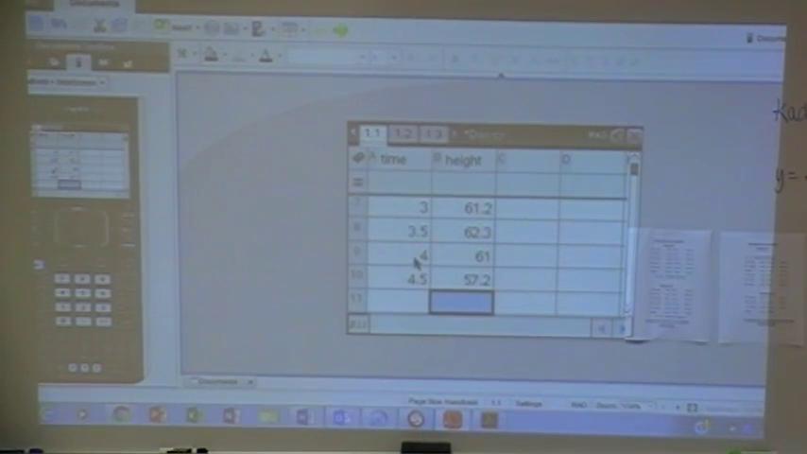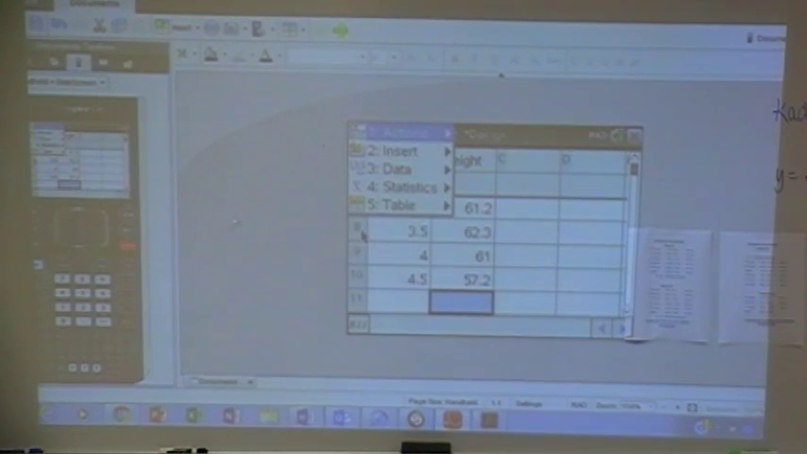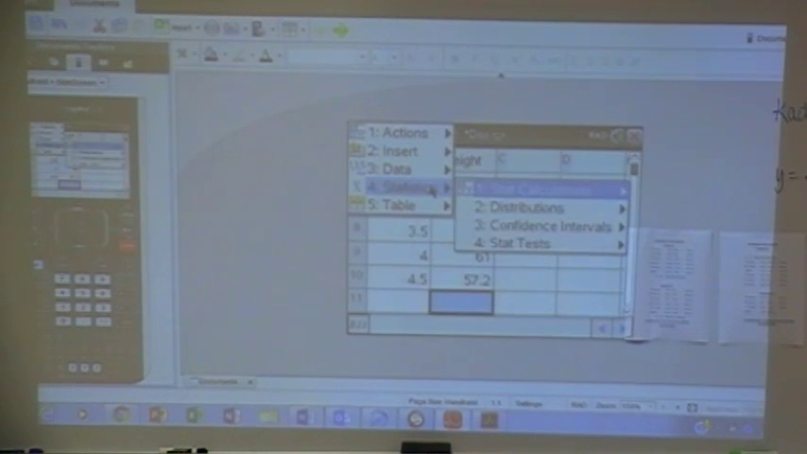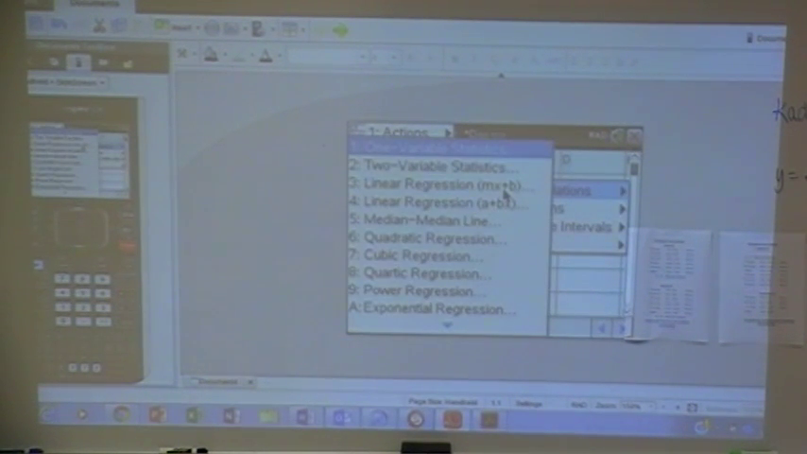Okay, so I went back to my spreadsheet and now from here we're going to do a regression. So I hit menu. This time it's statistics. It is a stat calculation, so you hit that, and then they all pop up right there. So I'm going to do a quadratic regression.